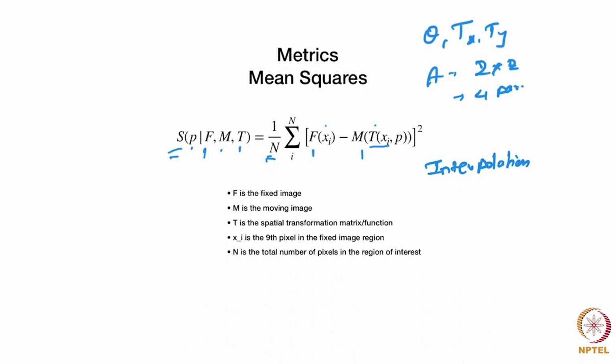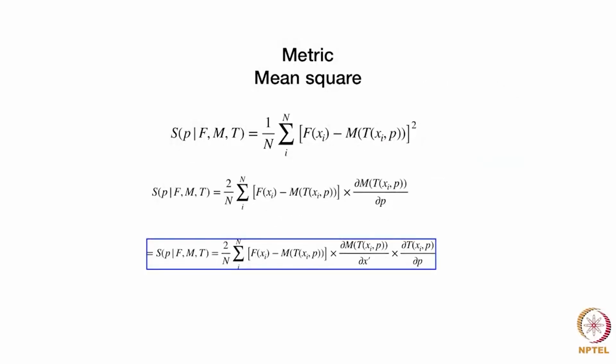Just to clarify the notation, there is a spelling mistake here. It's the ith pixel in the image. X of i is the ith pixel, not the 9th pixel, and capital N is the total number of pixels. So from this formula, how are you going to estimate the parameters? We're going to have to minimize this loss function, this mean squares loss, in order to estimate the parameters P of the transform.